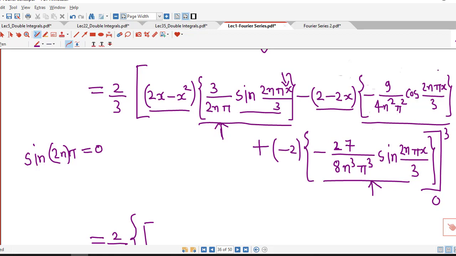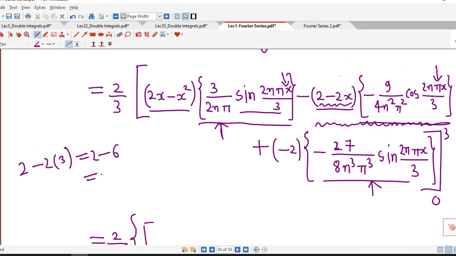And here we will have cos 2n pi x by 3 divided by 3, that will be cos 2n pi. So there will be non-zero contribution from this term. So we simplify that term for x equal to 3. Again here we have negative into negative positive, and this term will be 2 minus 2 into 3, which is 6. We have 2 minus 2 into 3, which is 2 minus 6, which is minus 4. So value of this bracket is minus 4 when x is 3.